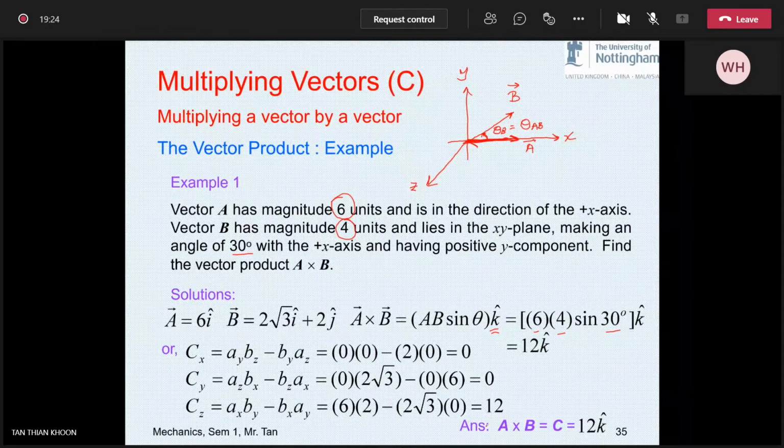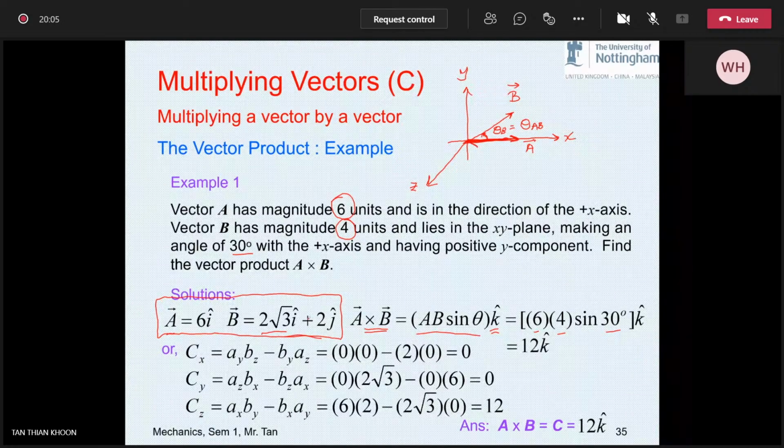Instead of us going and finding the components, of course, the vector here is just to show you. You don't really have to find this out. You are already able to calculate A cross B using this method. This vector here is just to show you what vector A and B look like.